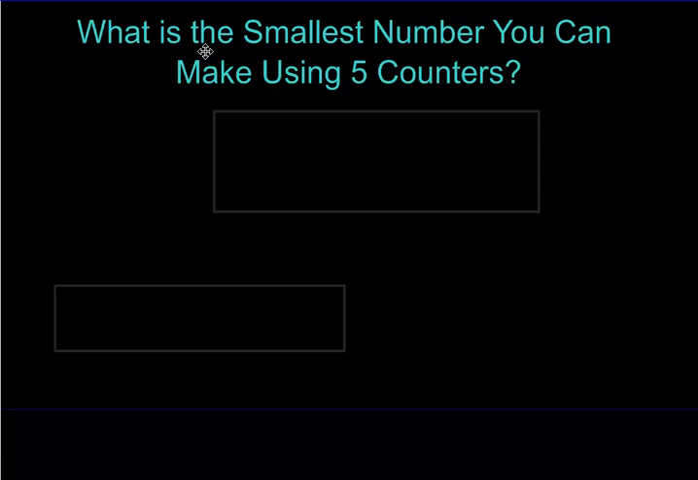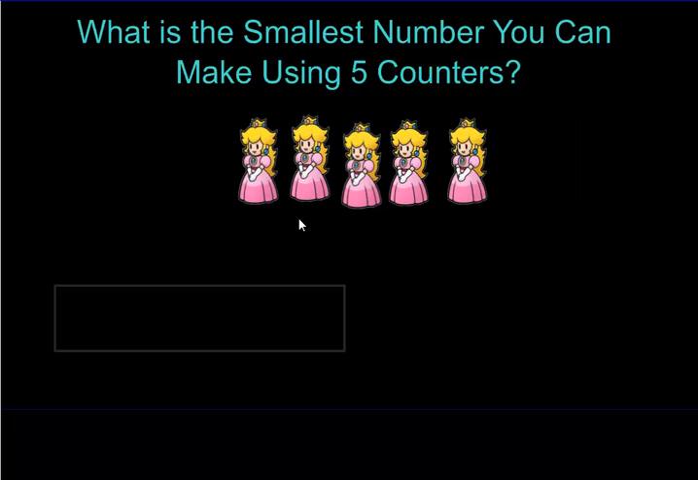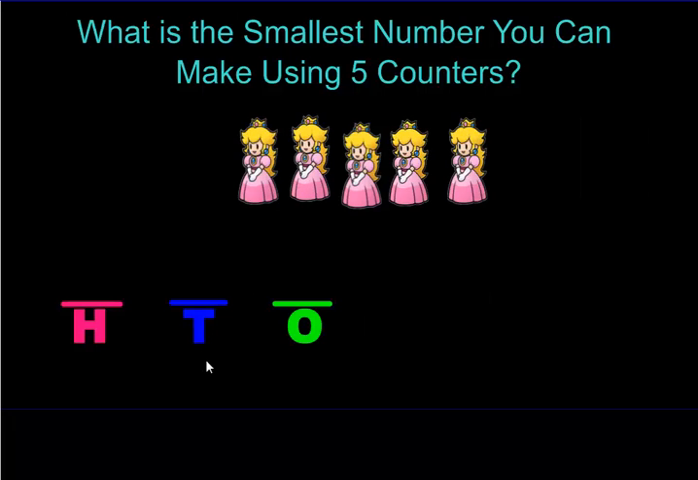And here we've got, what is the smallest number you can make using 5 counters? So let's think about this one a little bit. Always use logic when you do these kinds of questions. First off, what kind of counters? Oh, okay, we've got princesses again. HTO table. Now, use logic. The smallest possible number, I don't want any hundreds. I don't want any 10s either, because the 1s are what I want. I want small numbers. I want numbers that aren't worth a lot.